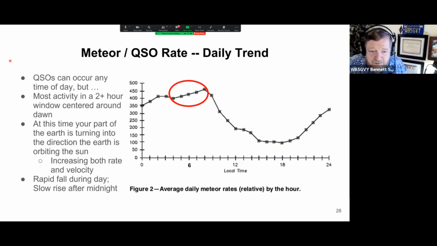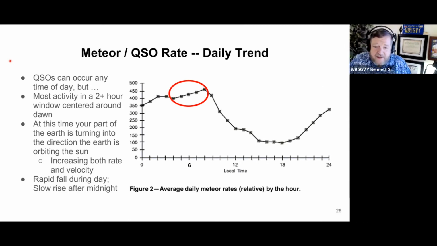What about during the day? Well, it turns out there's a very specific time of day where the sweet spot for meteor scatter work is. And unfortunately for me, it's early in the morning. I'm not really a morning person, but I've circled in red this time slot. You can see the overall trend there, but in terms of return on investment of wanting to get up while there's activity, the best time to try to work meteor scatter is in this 2-hour window that's centered around dawn.